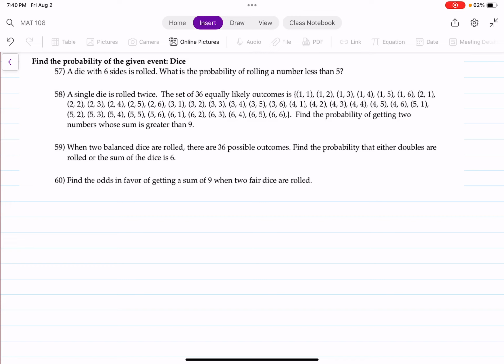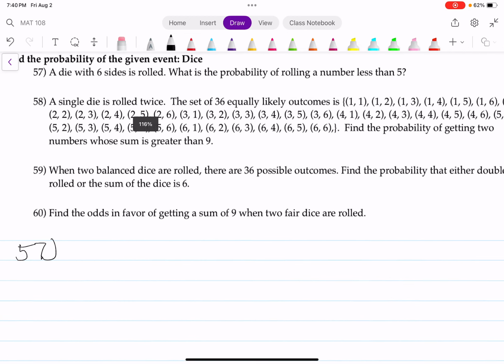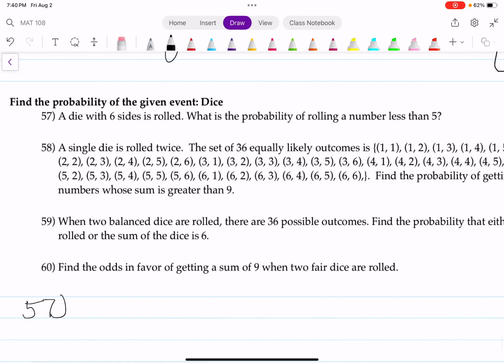57 through 60. Find the probability of the given event. And now we're focusing on dice. 57. A die with 6 sides is rolled. Find the probability the number is less than 5. So we're talking about a single die.